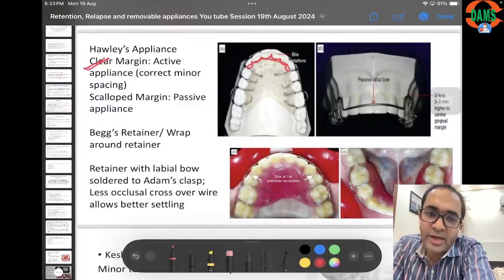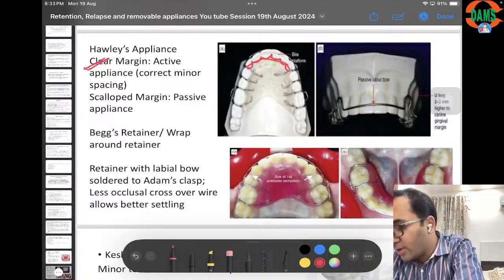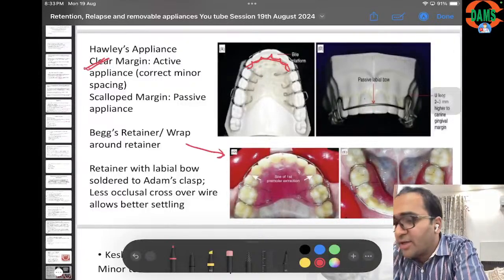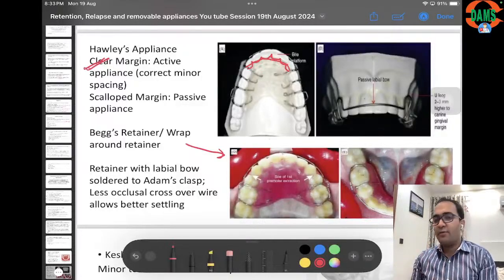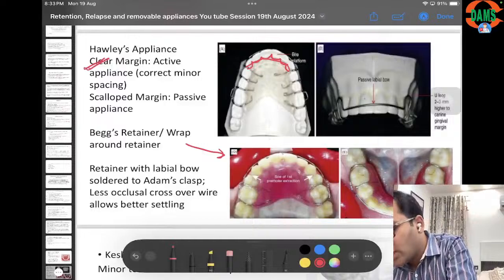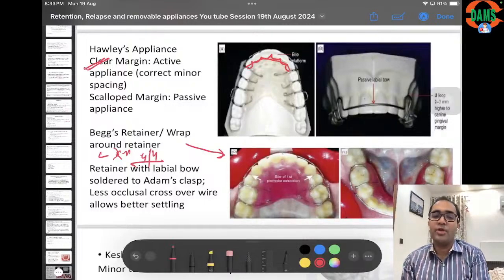It comes as a Begg's retainer, also known as a wraparound retainer. So this is an image of a Begg's retainer. This is how it looks. Why was it introduced? Because it's mostly given in cases treated by extraction of premolars.